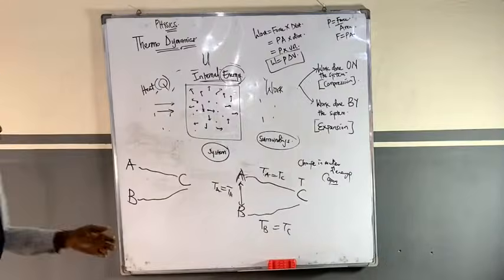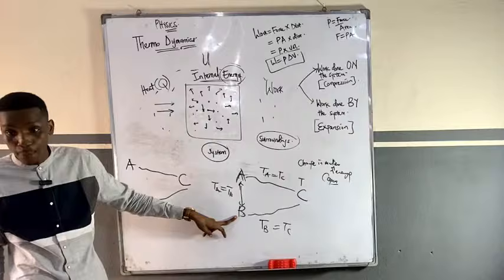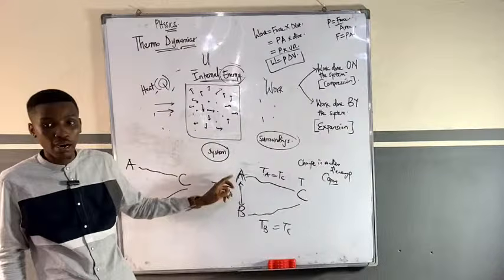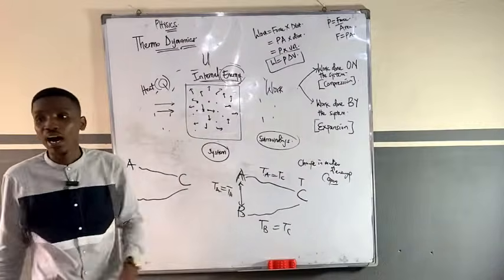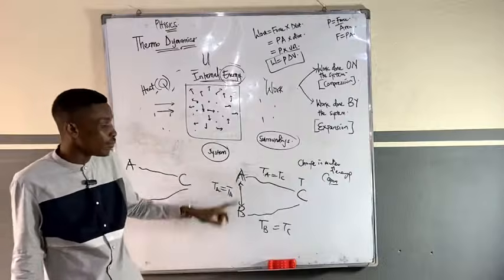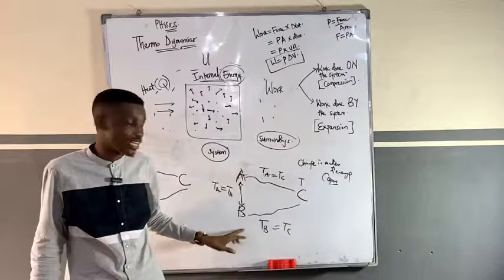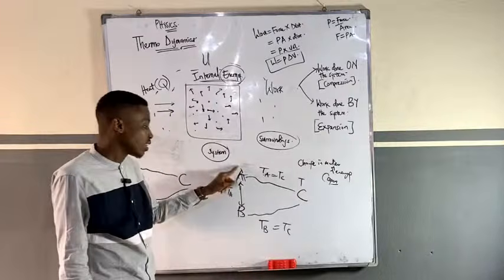If objects A and B are separately in thermal equilibrium with object C, then objects A and B are in thermal equilibrium with each other. So if A and B, on their own, are in thermal equilibrium with this third body, then we can say that these first two are in thermal equilibrium with each other.